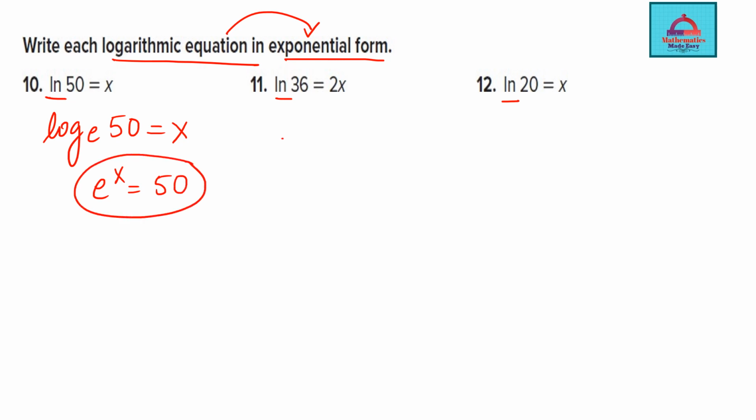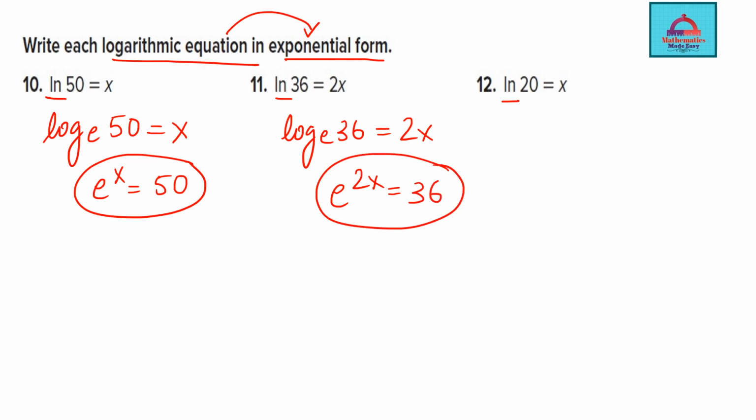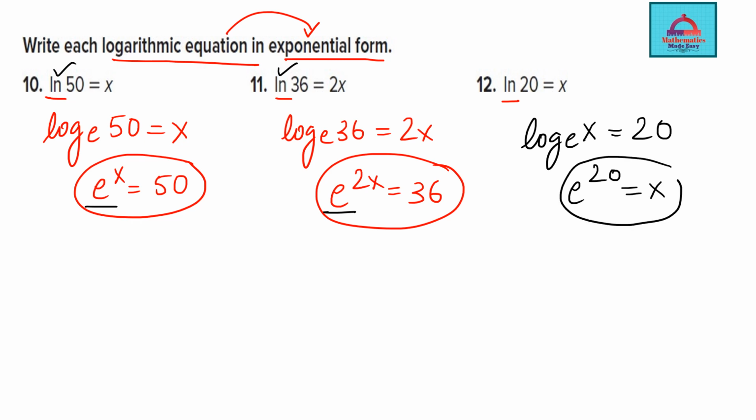In a similar way, let's do this. Log base e of 36 is 2x. So e to the power 2x is 36. Now this is the exponent form and you can see the base is e. So we are done. We are doing it correctly because it is natural log this time. Final answer here would be log base e of x equal to 20, or e to the power 20 is equal to x. So please check your answers.